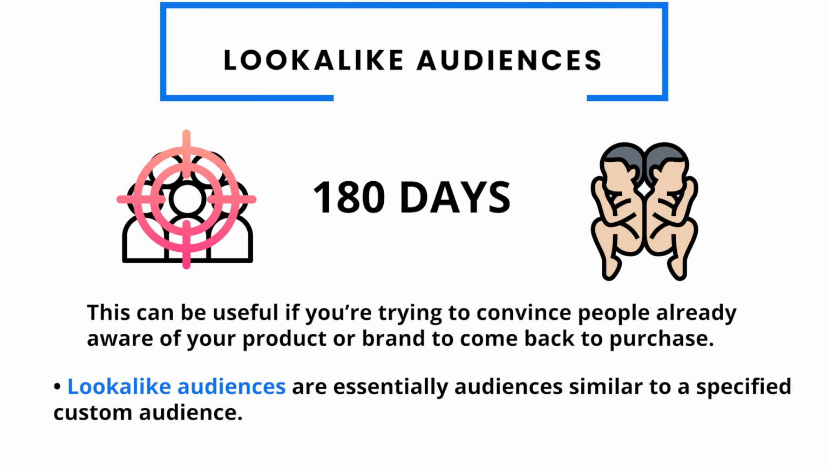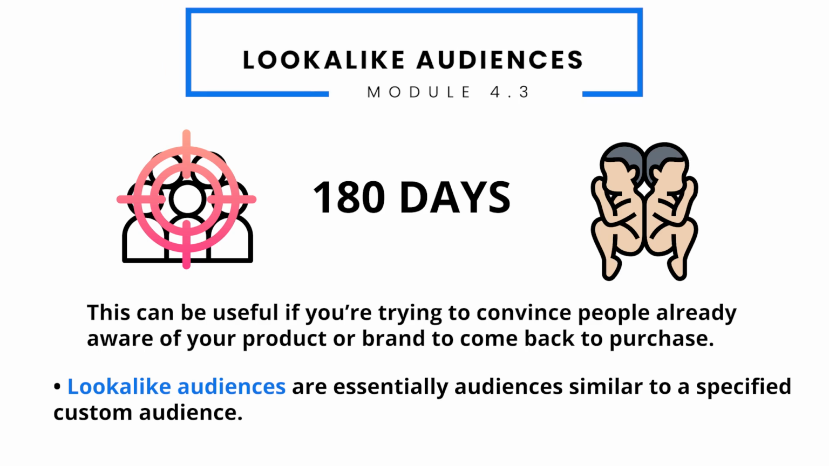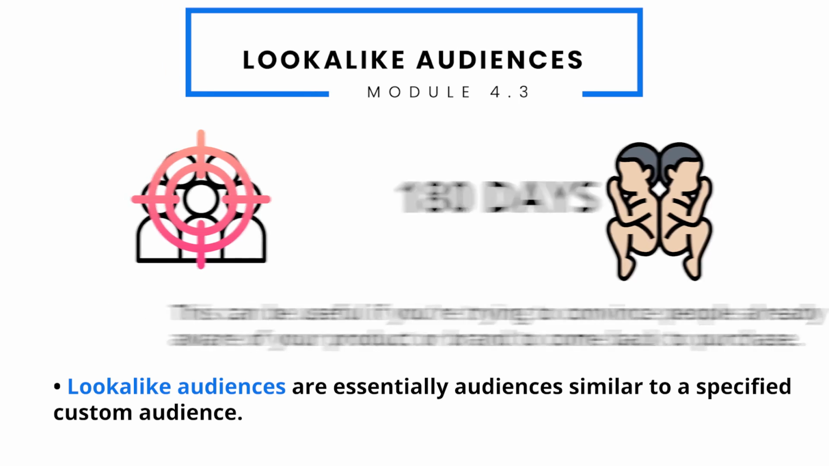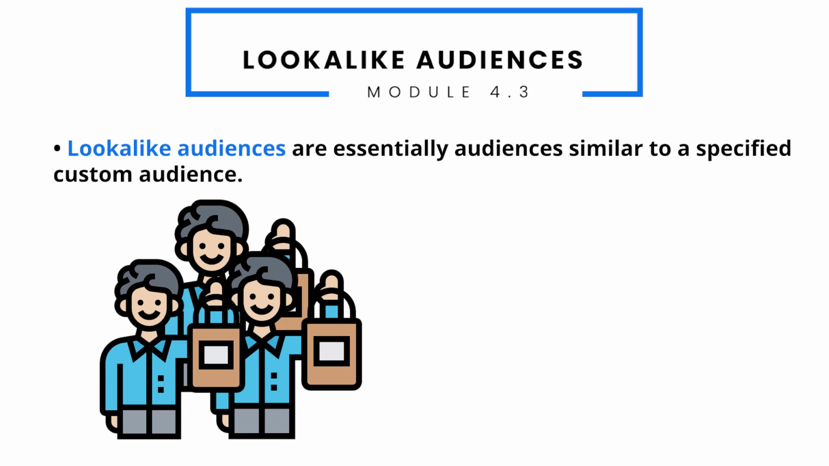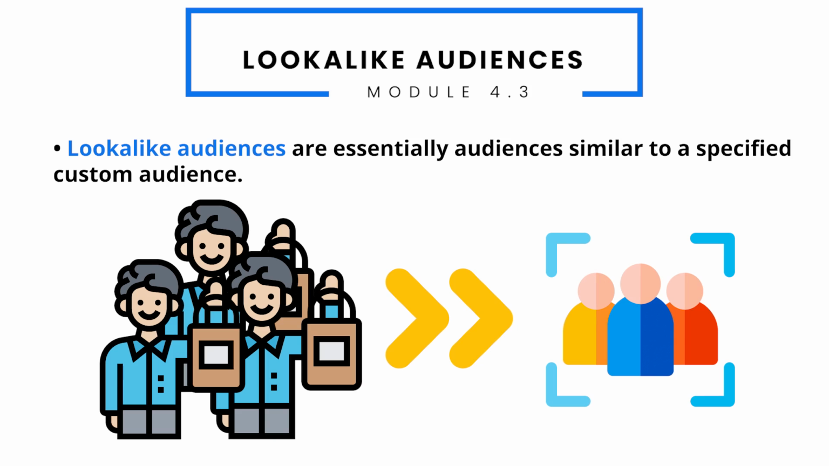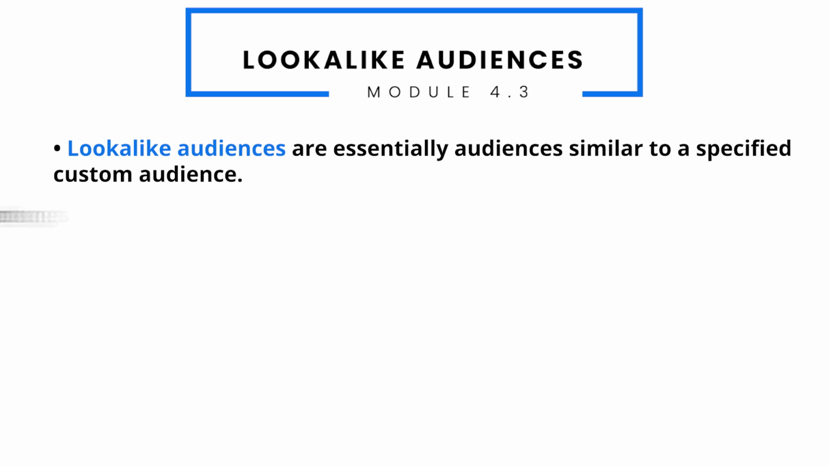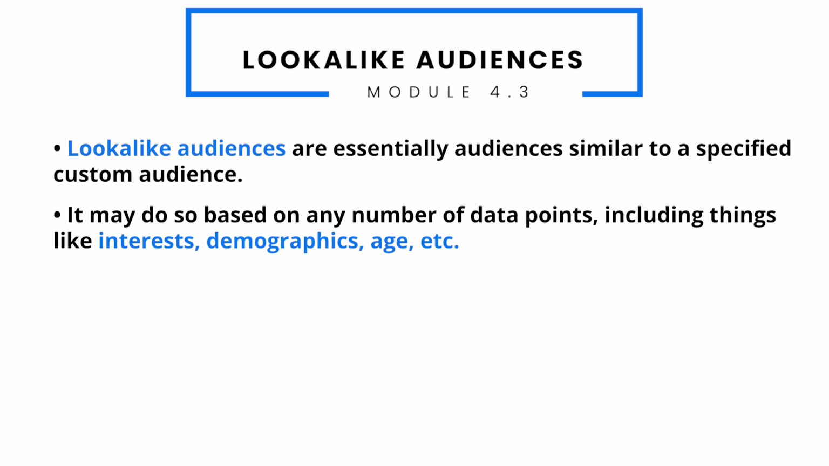Lookalike audiences are essentially audiences similar to a specified custom audience. So for example, let's say you have a custom audience of people who purchased a product from your store. If you created a lookalike audience based off that custom audience, Facebook would take your custom audience and find other people that it thinks are likely to be purchasers as well. It may do so based on any number of data points, including things like interest, demographic, age, etc.